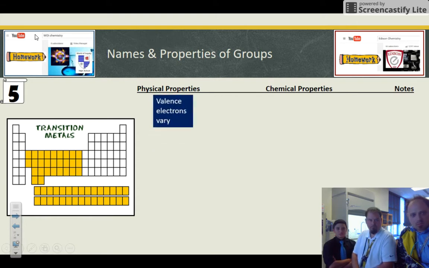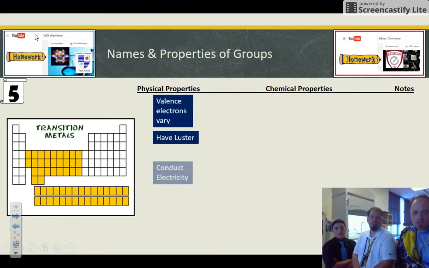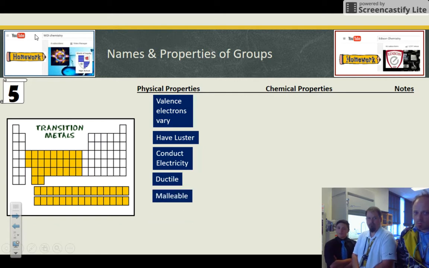Move next. We've got transition metals, all those middle guys. The valence electrons vary. They don't follow the same pattern as the rest, but they are still metals, so those 4 things are still going to apply here.